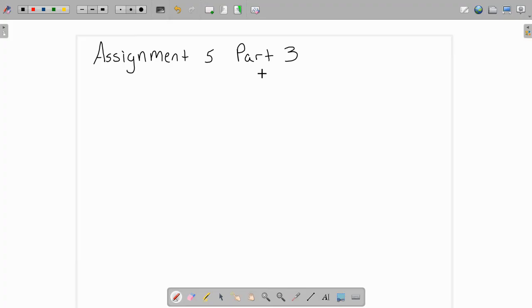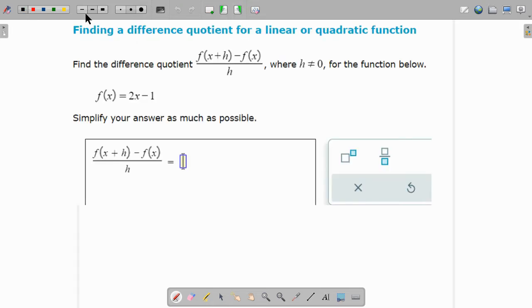Okay, assignment 5, part 3. First topic, finding a difference quotient for a linear or quadratic function. So what we're going to do is evaluate this, the difference quotient.